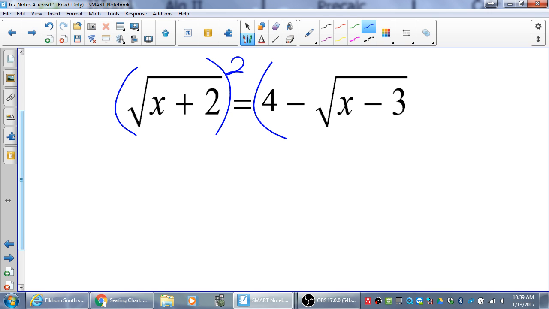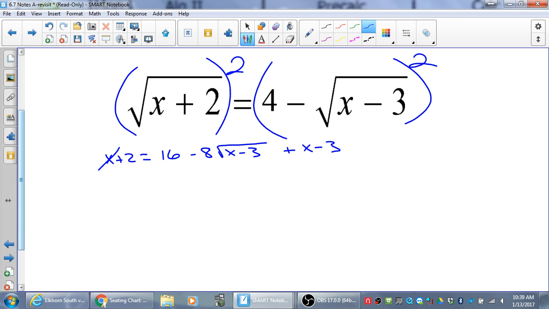Square both sides. 16 minus 8 square root of x minus 3 plus x minus 3. They cancel. I like that. 2 equals 13 minus 8.